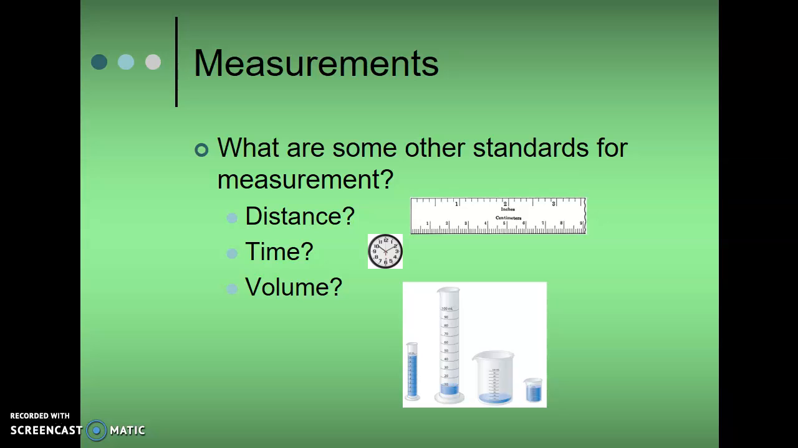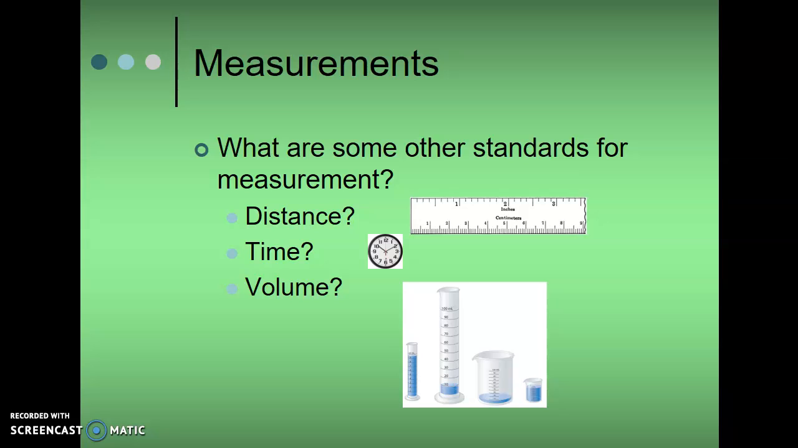What are some other standards for measurement? We have distance, which is a form of measurement. What do we end up measuring that with? We have a ruler there. You can see that it can be done in inches. That's part of the English system. Centimeters is a part of the metric system. The most basic form of measurement for distance is the meter, and we use the meter and all forms of the meter to be able to measure that.